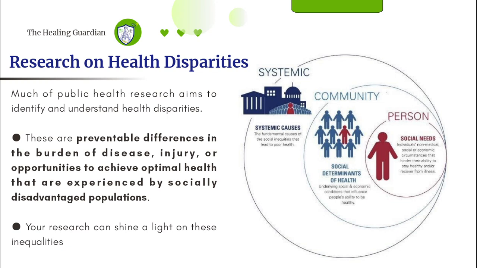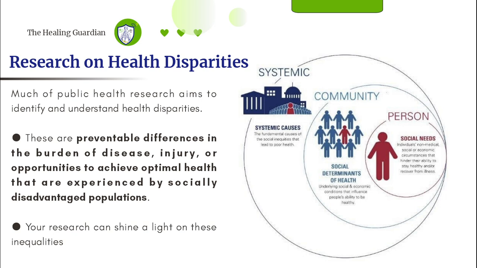Research on health disparities. Much of public health research aims to identify and understand health disparities. So if you are to choose your study population, first research on the health disparities in that area you want to study. And the importance of this is being specific. It is not all about picking large samples, but when you research on the specificities and you get a specific study population, then you get better results. You first look at the health disparities in the area you want to study.